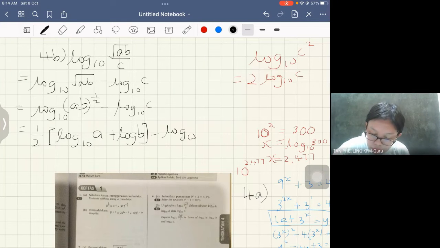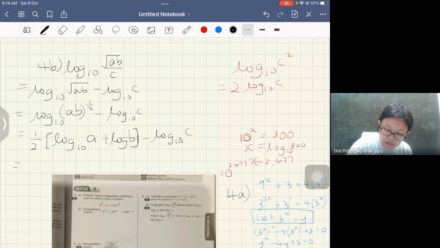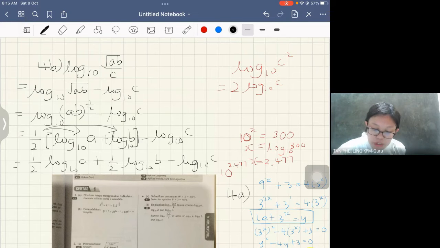So the question only wants us to express this in terms of log 10A, log 10B, and log 10C, right? Which means we can just open it up. This half applies to the first term, also applies to the second term. So if I open up this big bracket, it would be half log base 10 A plus half log base 10 B minus log base 10 C. Isn't it I have fulfilled what the question wants, where I express this expression into this.